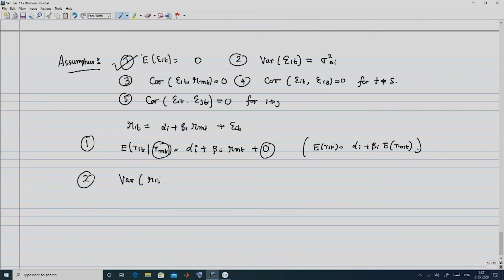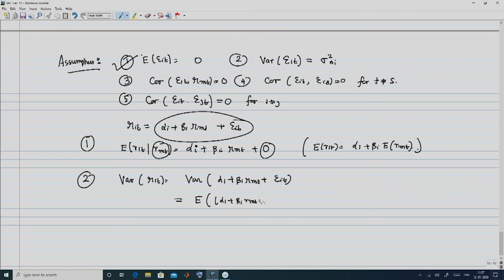So, variance of R_it, what is this going to be? Let us replace R_it with this expression. So, this is going to be the variance of alpha_i plus beta_i R_mt plus epsilon_it. What is this going to be? This is going to be the expected value of alpha_i plus beta_i R_mt plus epsilon_it, minus the expected value of alpha_i plus beta_i R_mt plus epsilon_it, whole square.